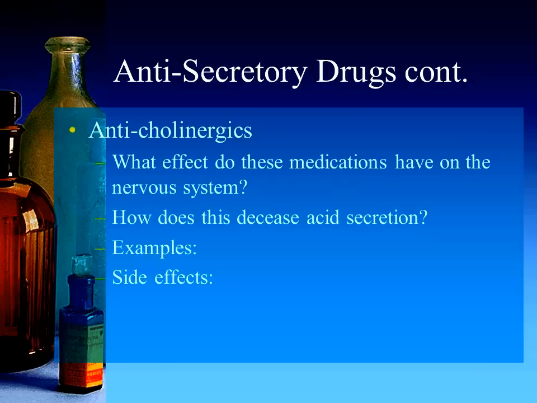That vagus nerve directly innervates the stomach. When the vagus nerve is stimulated, it stimulates the stomach, and the stomach then being stimulated will increase its secretion of acid. Anticholinergics decrease activity of the vagus nerve. As a result, they decrease activity of the stomach and therefore decrease acid secretion.